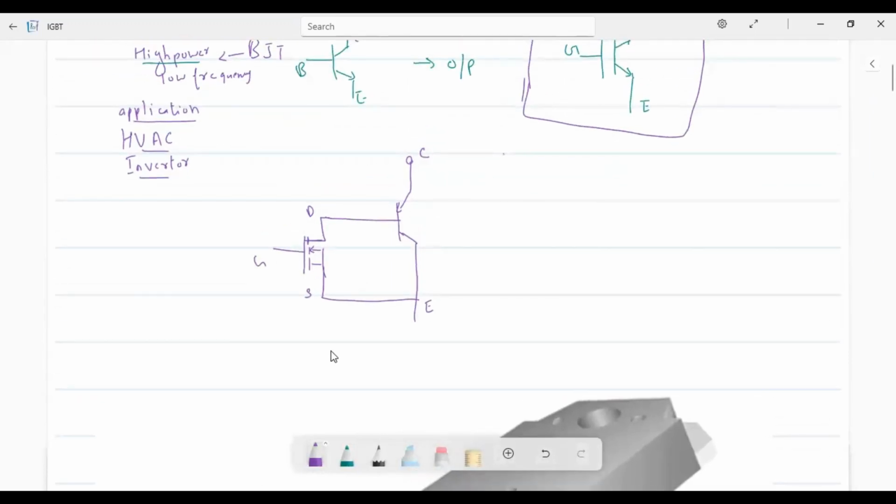So when we give an input pulse to the gate, the MOSFET will get into the on condition. When the MOSFET is in the on condition, the ID or drain current will start rising. This is connected to the base of the transistor. So when base current is flowing, the transistor will start conducting. It's just like a switch. The switch is getting closed and the current will start flowing. So the whole device will be in the conducting mode.